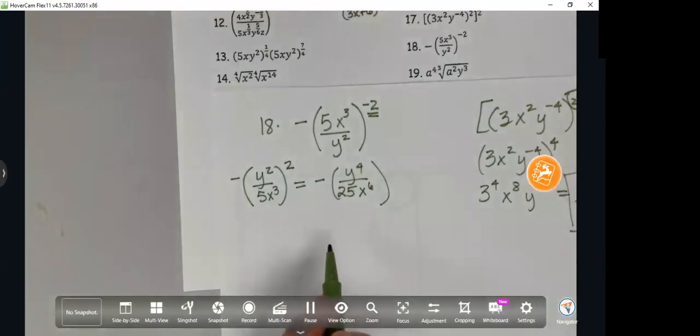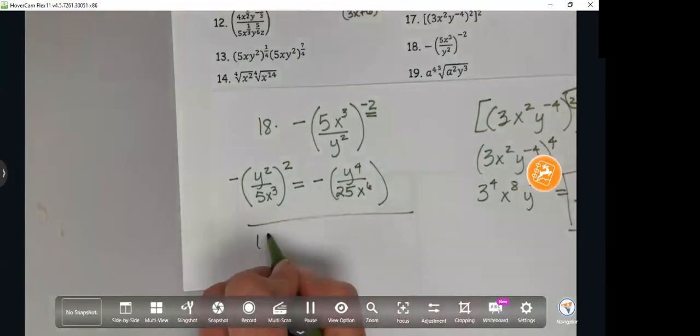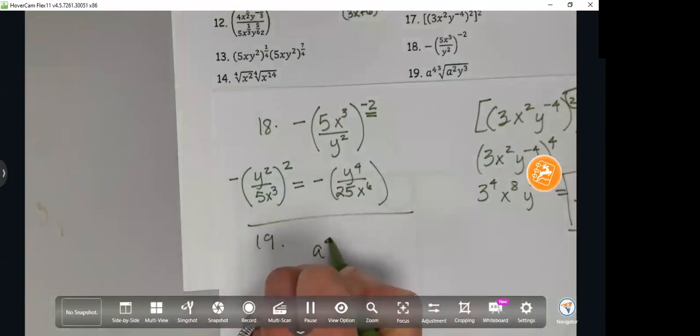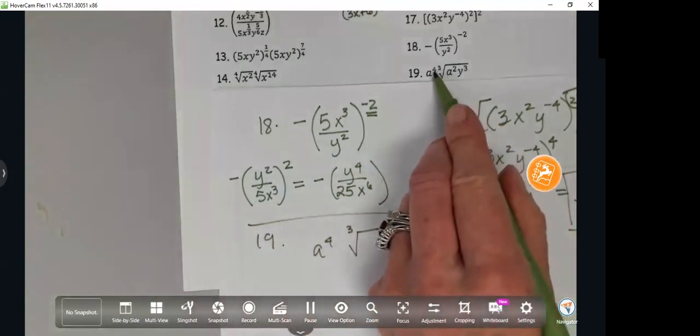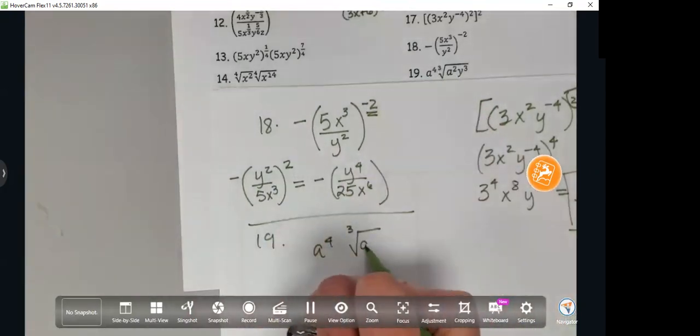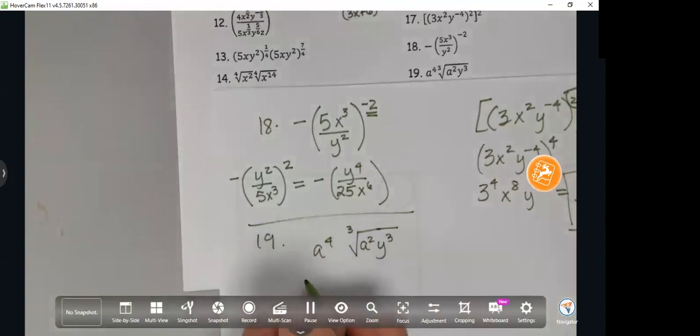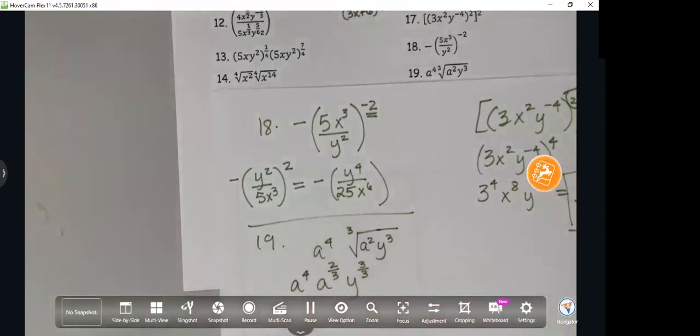Then our next one is number 19, a to the 4th, and then this is the 3rd index. So keep in mind the difference between an exponent and the index. A squared y to the 3rd. Now I can write this as a to the 4th. I can rewrite this as a to the 2/3 and y to the 3/3.